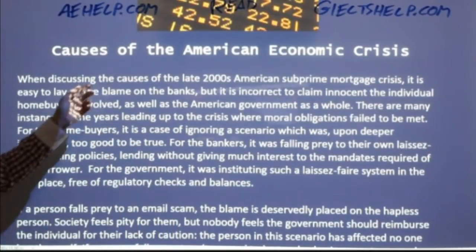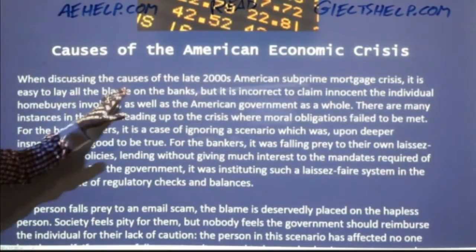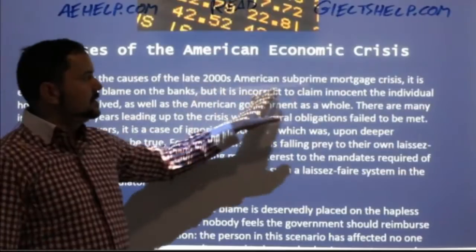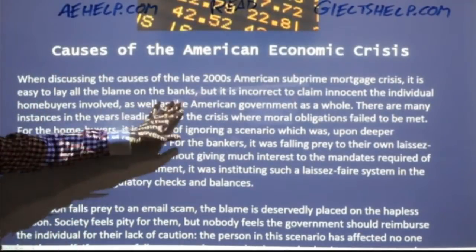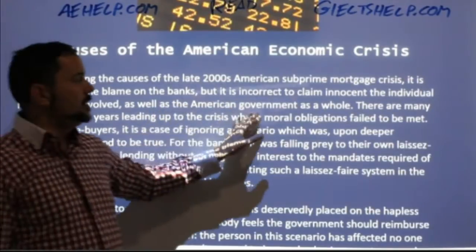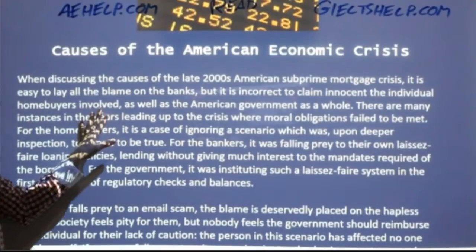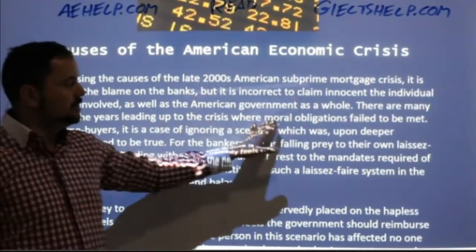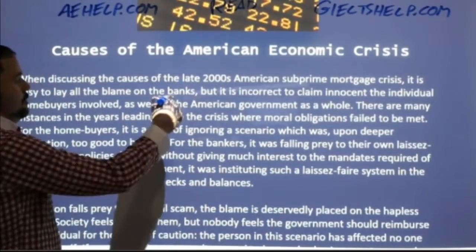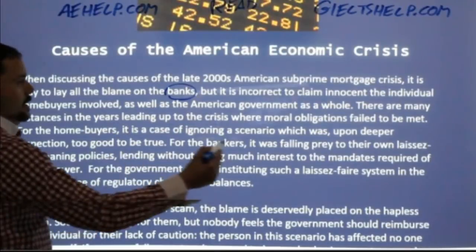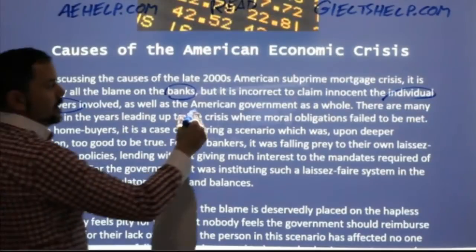Read with me. Causes of the American economic crisis. When discussing the causes of the late 2000s American subprime mortgage crisis, it is easy to lay all the blame on the banks. But it is incorrect to claim innocent the individual home buyers involved, as well as the American government as a whole. Very important. Okay, so banks, individual home buyers, and American government.